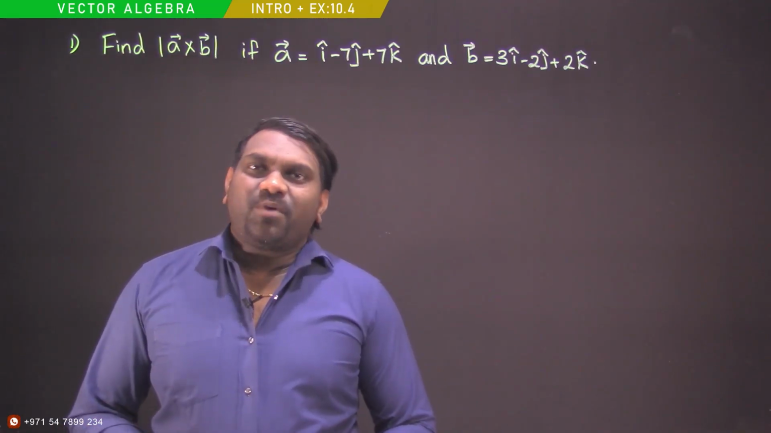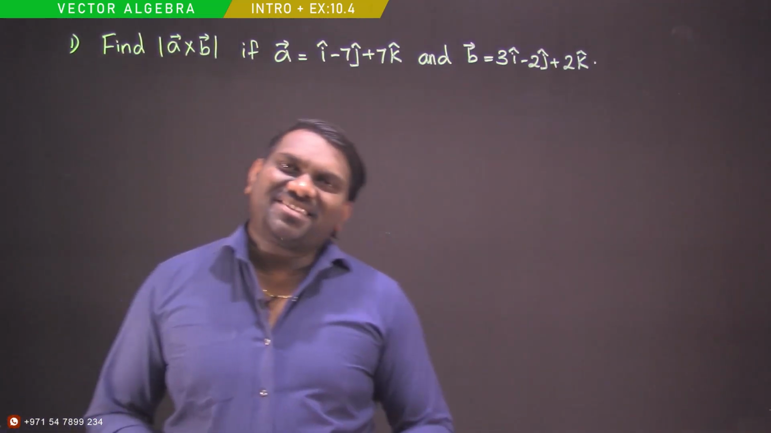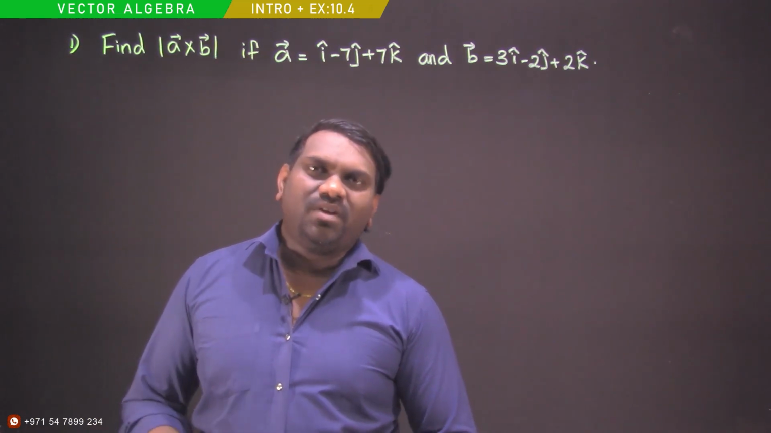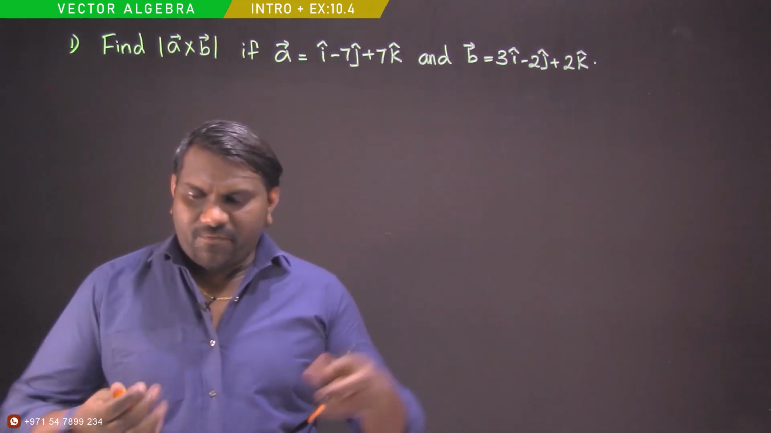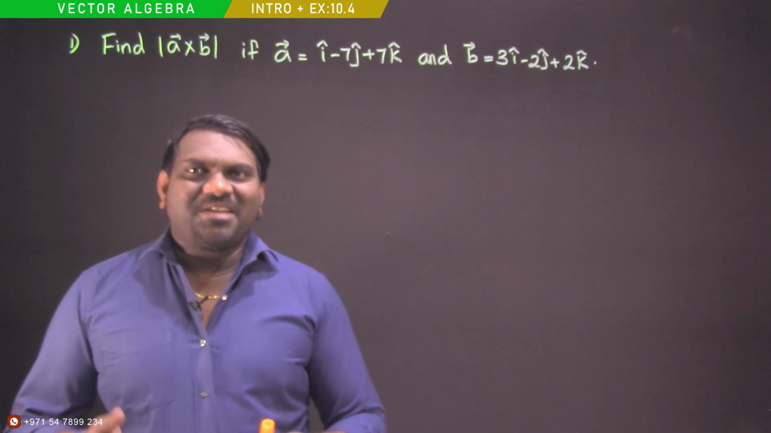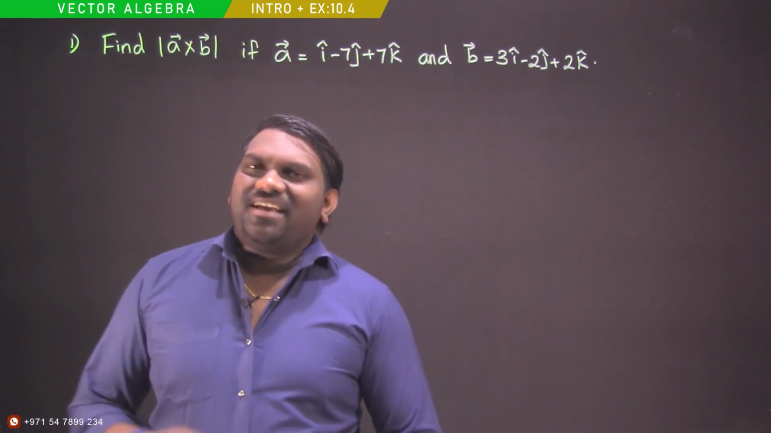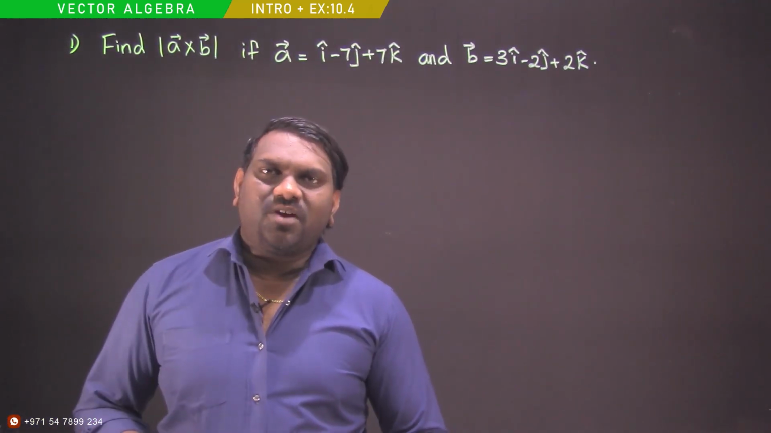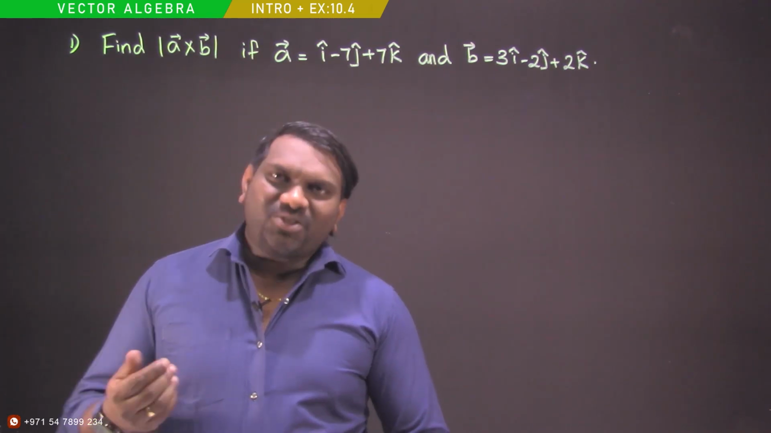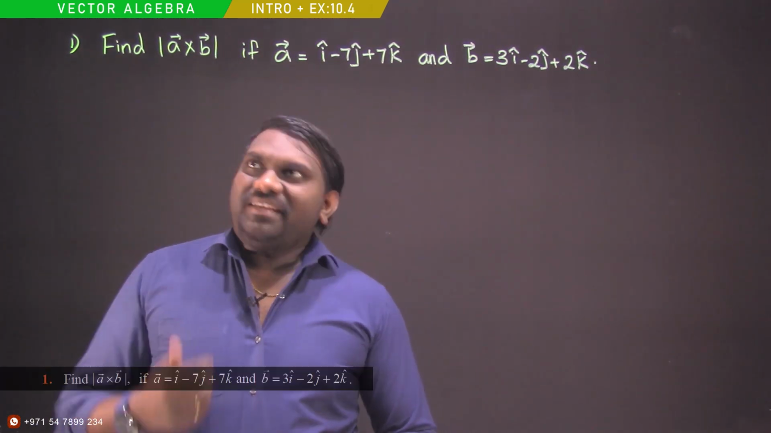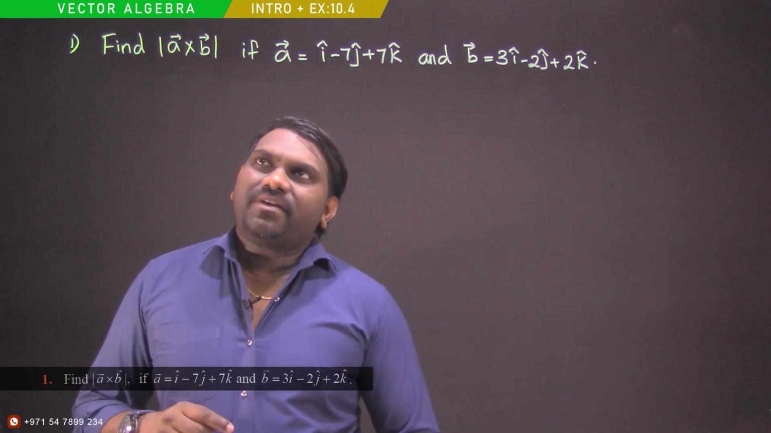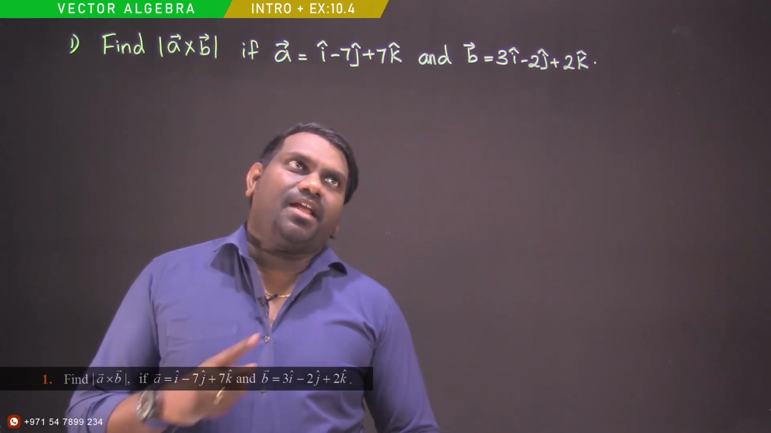On to exercise 10.4, the first question. Before starting this exercise, dear, I recommend you go to the intro and watch it very carefully, get some ideas, and then get back to the exercise and do it. After the intro, the exercise is going to be very easy. Okay, on to the first question, dear. Find the modulus of A vector cross B vector, where A and B are given.